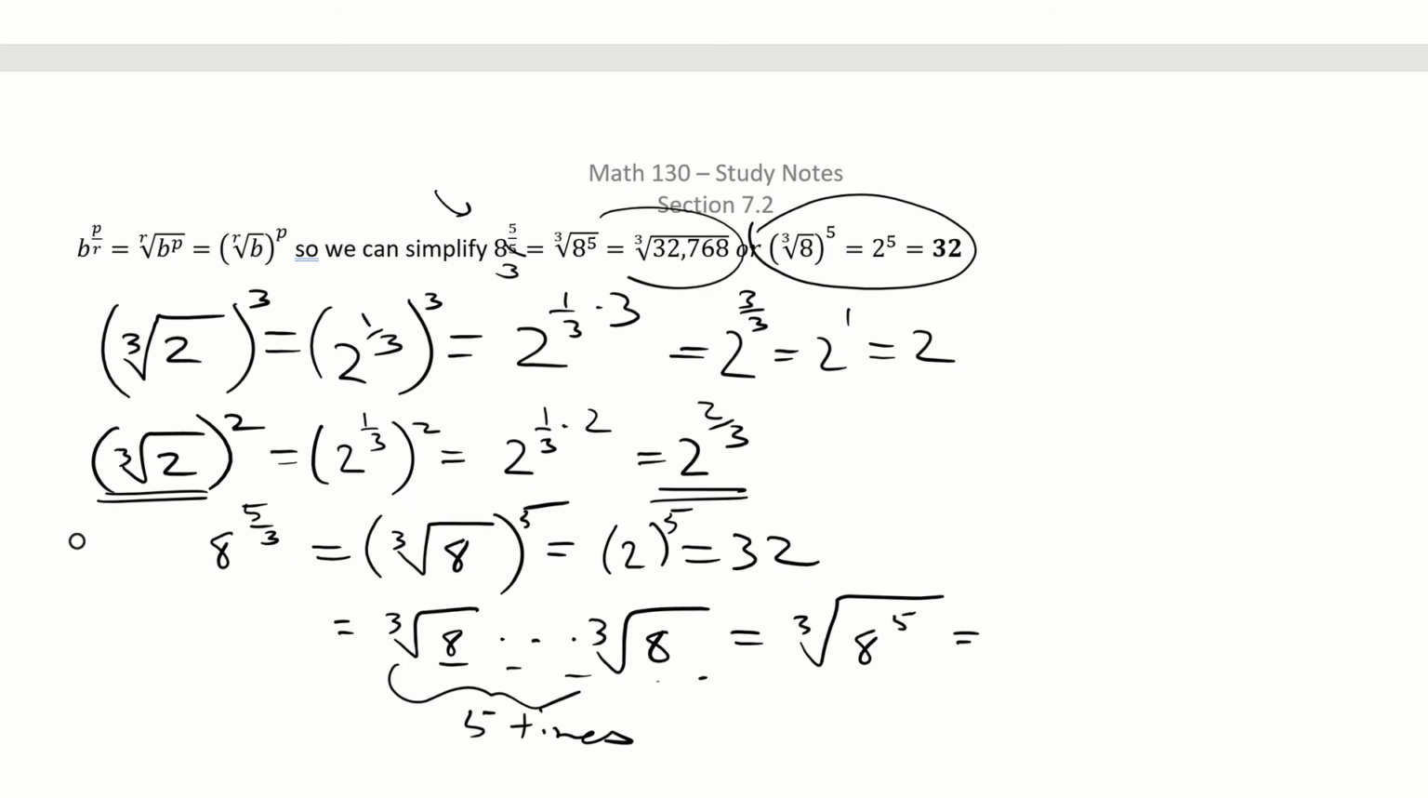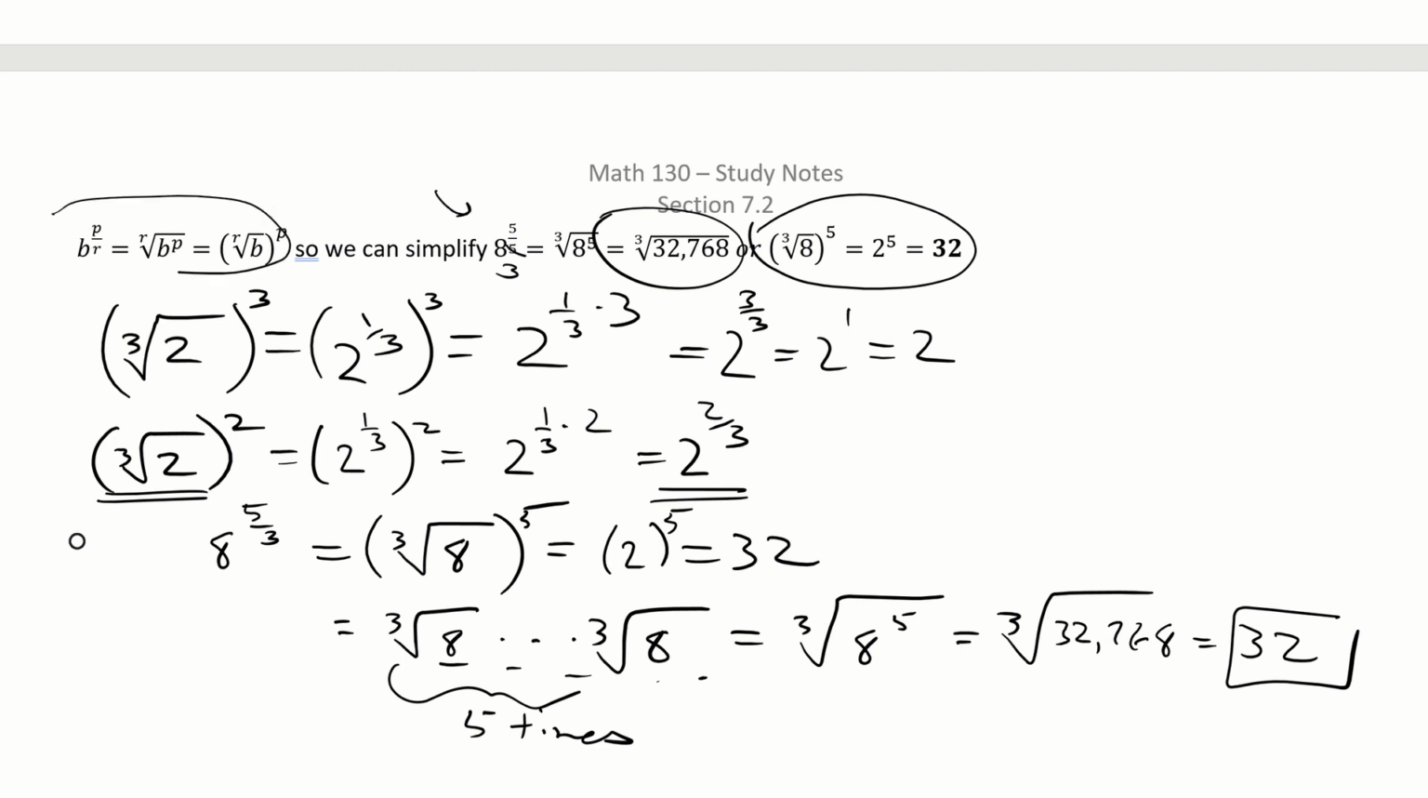And upstairs, I used a calculator to find that's really the cube root of 32,768. And then if you cube root that with your calculator, guess what? You get 32. Okay, so that's another item here that's kind of interesting to us, but in this textbook, he doesn't really push it that much.